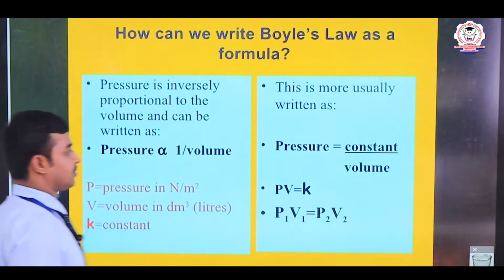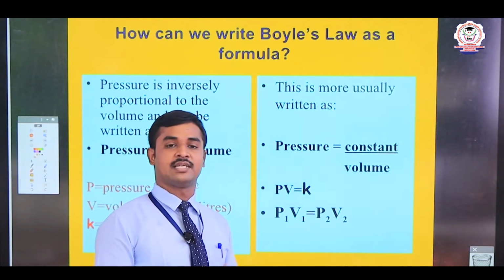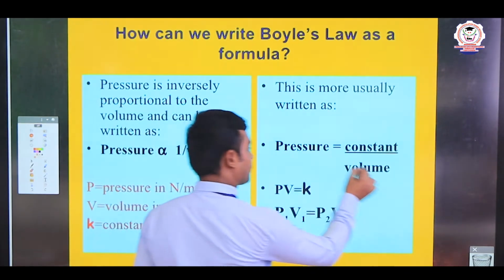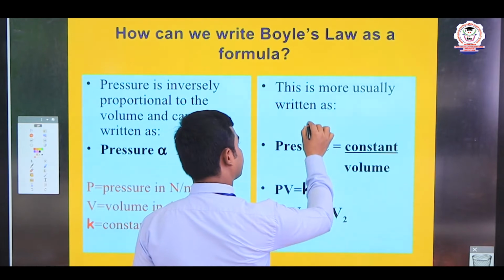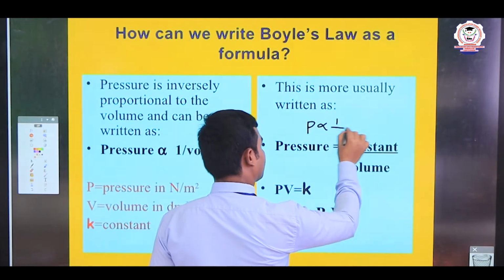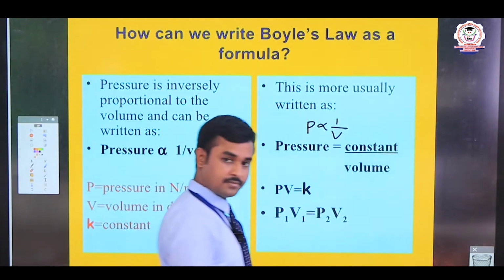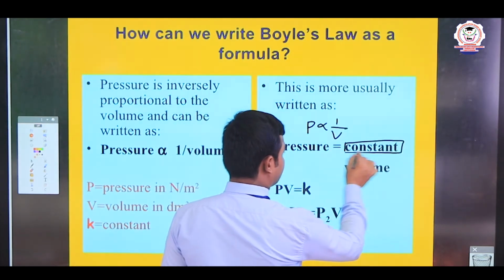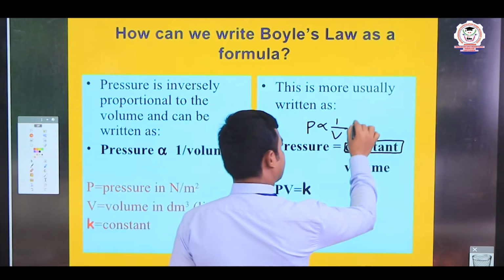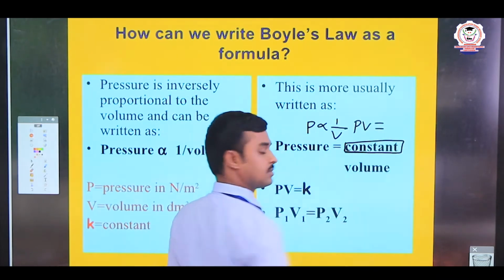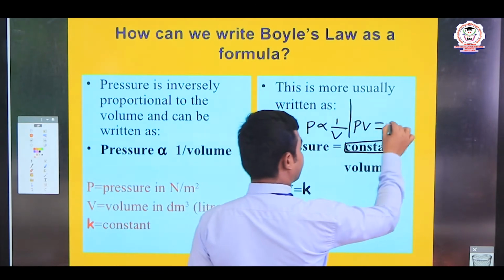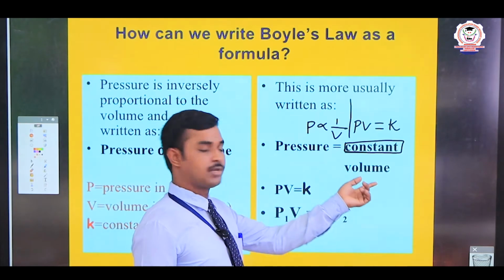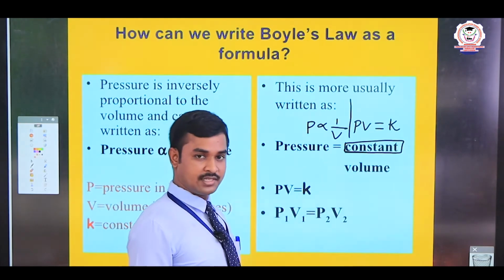By knowing this, you can mathematically express Boyle's law like this: pressure is inversely proportional to volume. So, P inversely proportional to volume. Here you take a constant, because when you write it as PV is equal to, you want to put one constant K. So, K can be written as constant divided by volume. So, PV is equal to K.